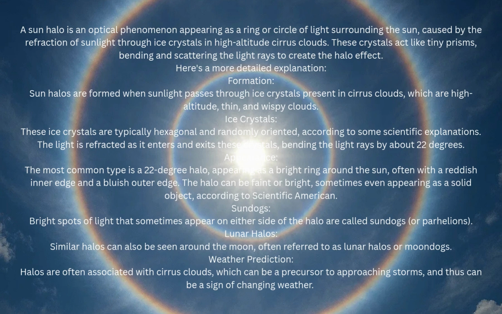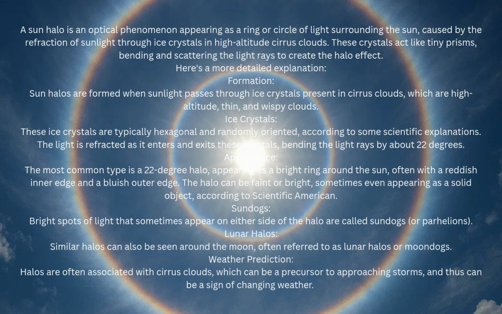Sundogs. Bright spots of light that sometimes appear on either side of the halo are called sundogs, or parhelions. Lunar halos. Similar halos can also be seen around the moon, often referred to as lunar halos or moondogs.